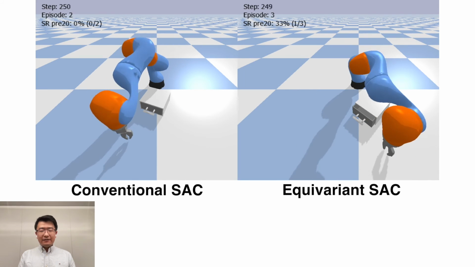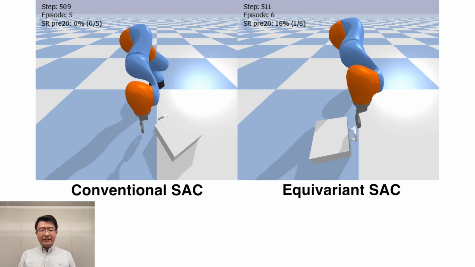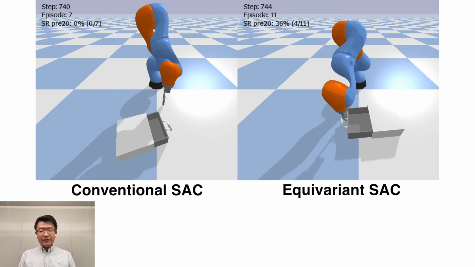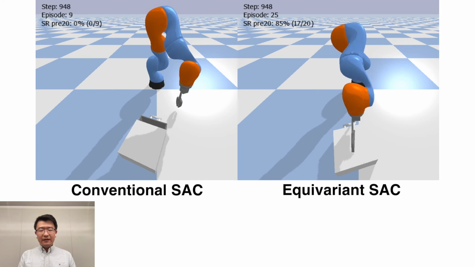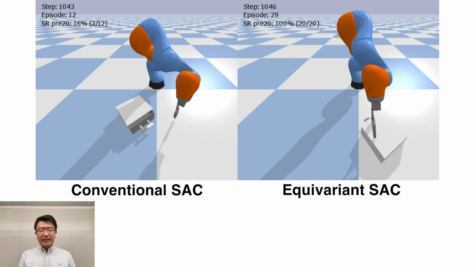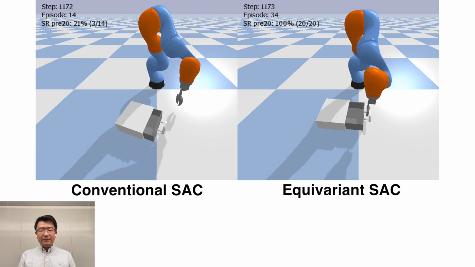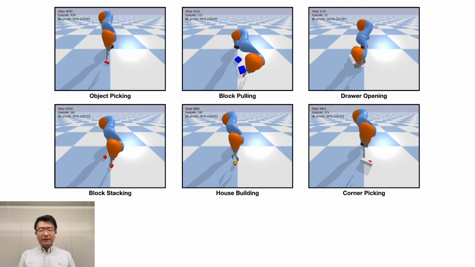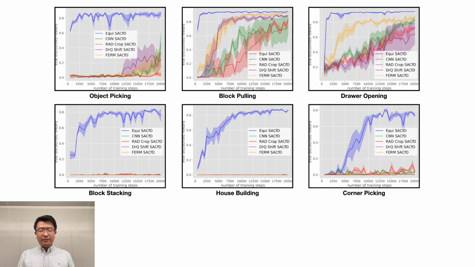By injecting such equivariant properties in the actor and the critic, our equivariant version of SAC significantly improved the sample efficiency. This example shows a comparison of conventional SAC and equivariant SAC in the door opening task. Equivariant SAC learns to solve the task after around 1,000 training steps, whereas the conventional SAC only reaches a 20% success rate. We demonstrate the performance of our method in 6 different tasks. In all cases, our equivariant approach, shown in blue, dramatically outperforms competing baselines.